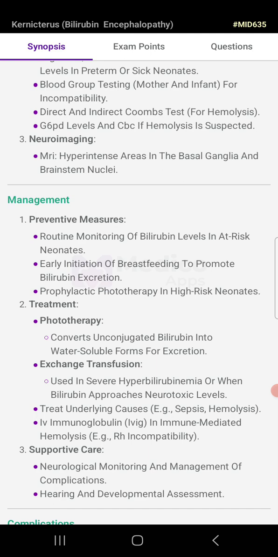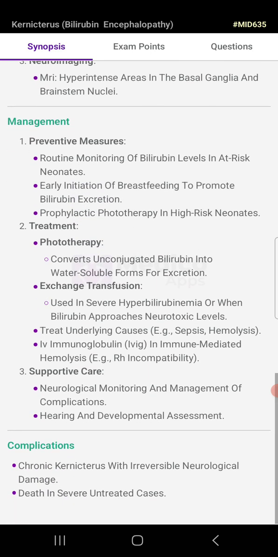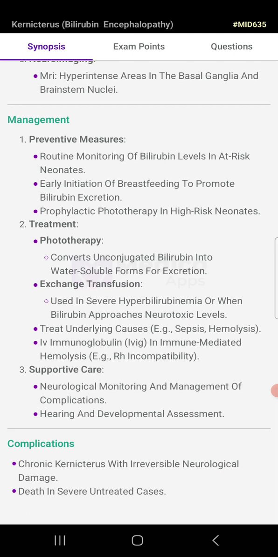For the treatment, phototherapy converts unconjugated bilirubin into water-soluble forms for excretion. Exchange transfusion is used in severe hyperbilirubinemia or when the bilirubin approaches neurotoxic levels. Treat the underlying causes, for example sepsis and hemolysis. IV immunoglobulin, IVIG, in immune-mediated hemolysis, Rh incompatibility.